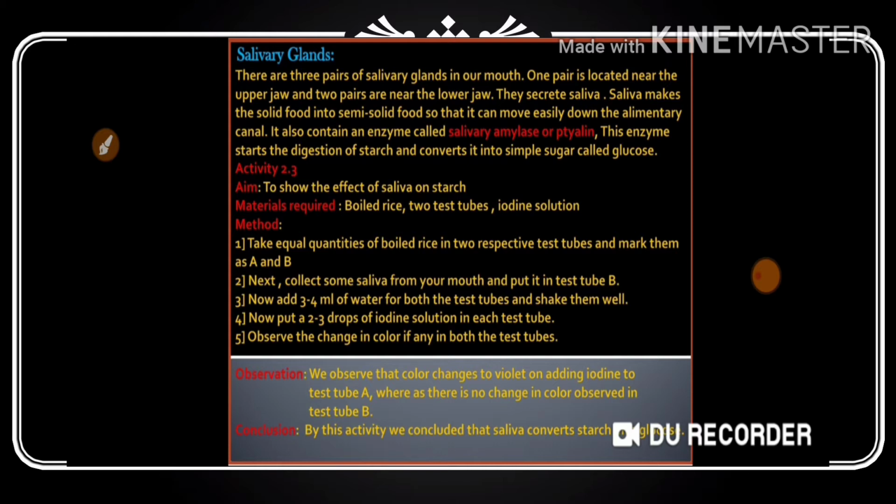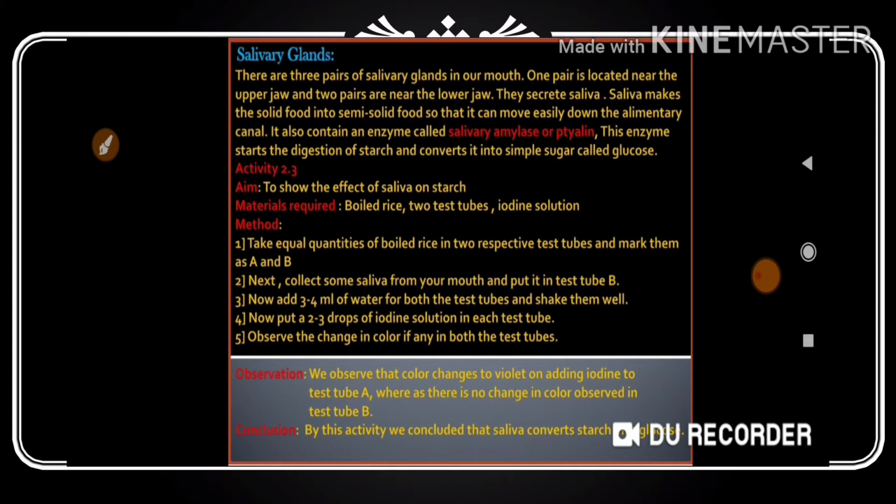So saliva makes the solid food into semi-solid food so that it can move easily down the alimentary canal. Question arises here, what is the alimentary canal? This is very important. The alimentary canal is nothing but the path where the digestion process starts from the buccal cavity, that is the mouth, up to the end point, that is the anus. Are you getting my point? So from the mouth to the esophagus, from the esophagus to the stomach, to the small intestine, to the large intestine, then to the rectum, and the last point, the exit point, is the anus. This is the whole alimentary canal.